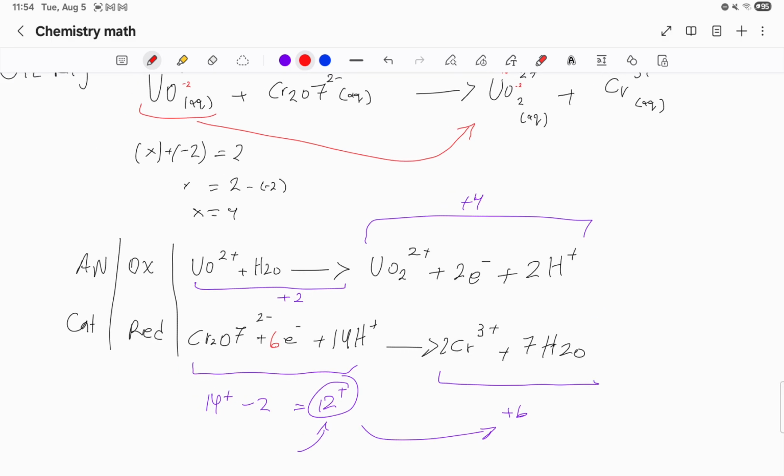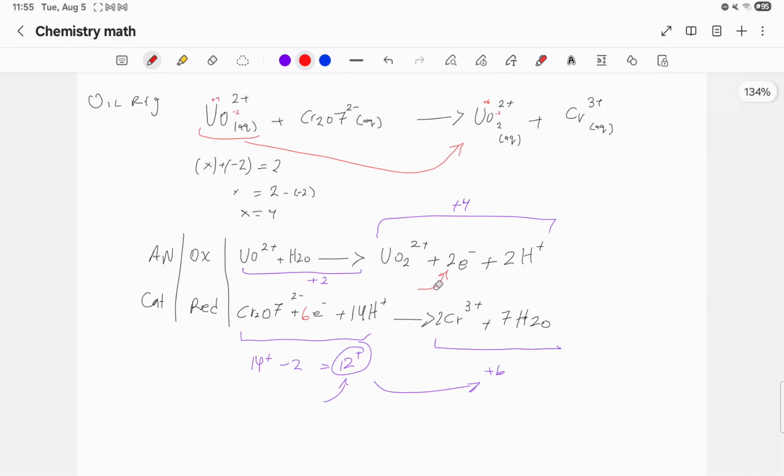What about this side? How do I make this go from +4 to +2? Well, I will just add 2 electrons. But what do you know? We already have 2 electrons here. All right. So that's that.